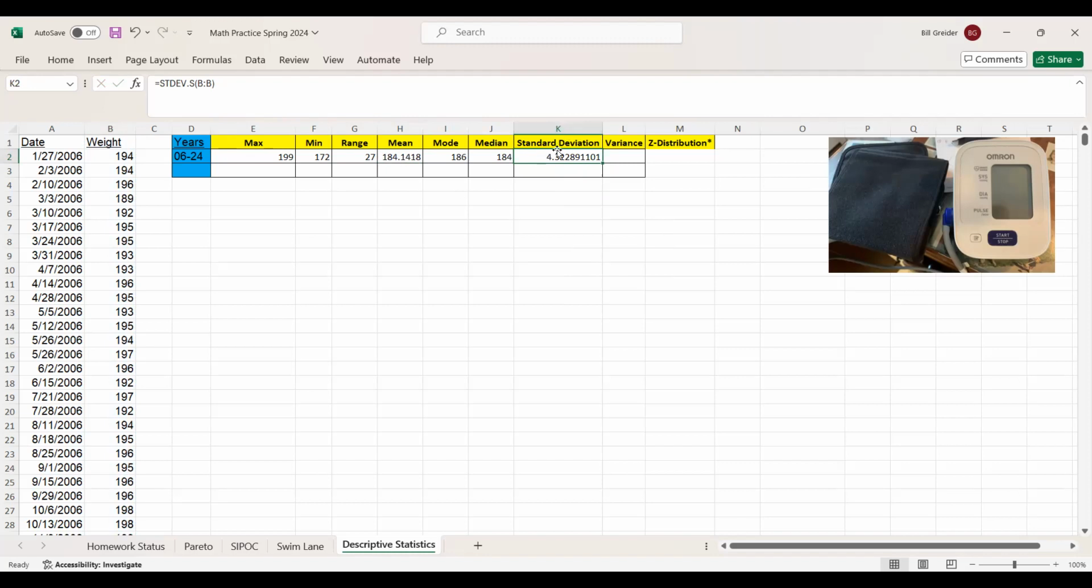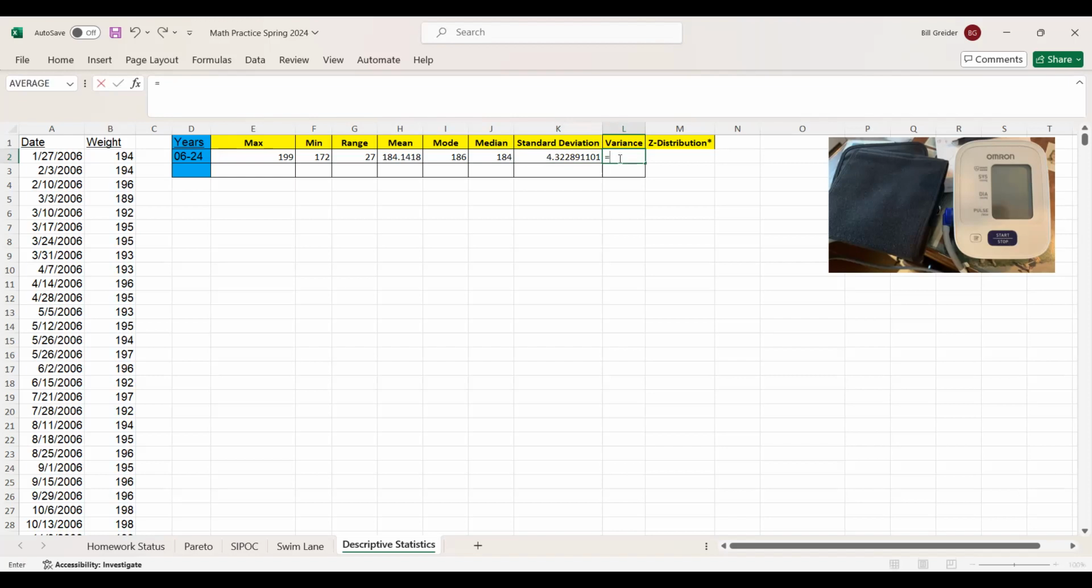And then variance, which we're not going to use until we get into some formulas going forward, is all it is a standard deviation squared. So it'll be 4.3 times 4.3. The only reason it's significant at this point is so you're aware that we're going to use standard deviation sometimes in formulas, and sometimes we're going to use variance.